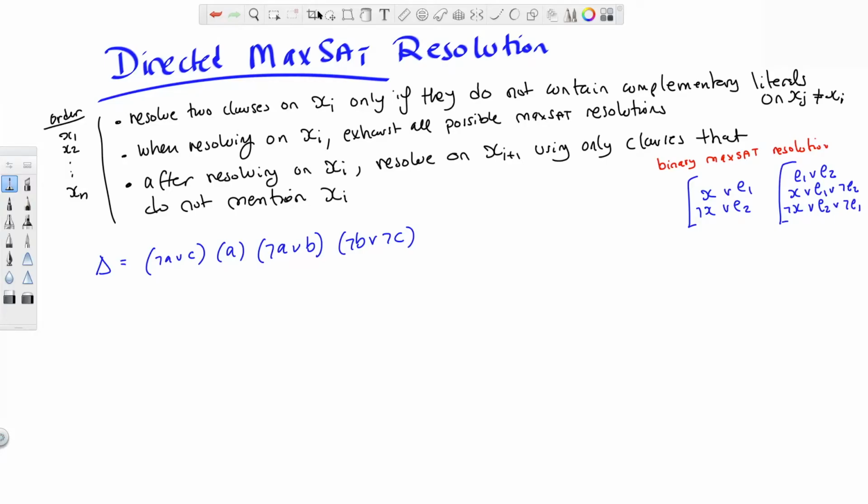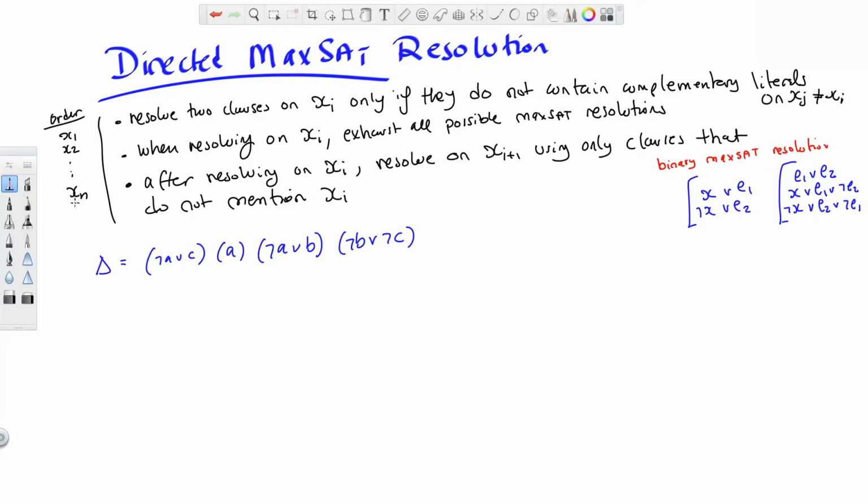All right, so let's get back to the second part of the lecture. And we needed to talk here about directed MAXSAT resolution, which is a method that uses the resolution step we mentioned to systematically solve a MAXSAT problem. This is very similar to directed resolution in the sense that you pick a variable ordering and then you apply resolution according to that variable ordering.